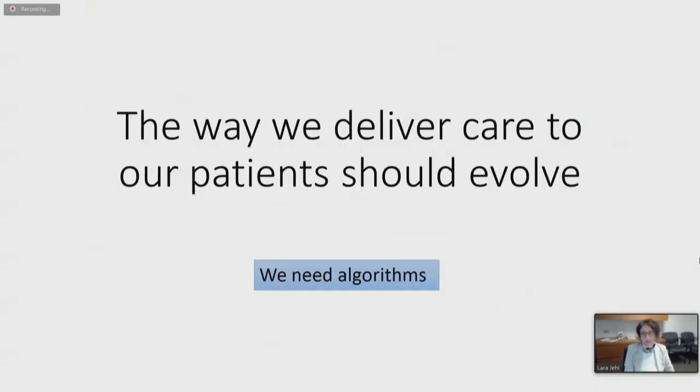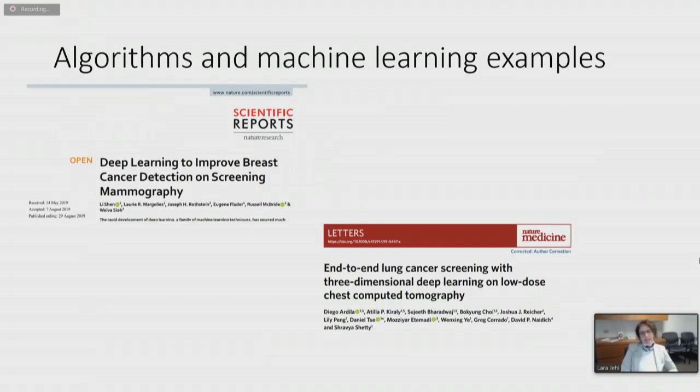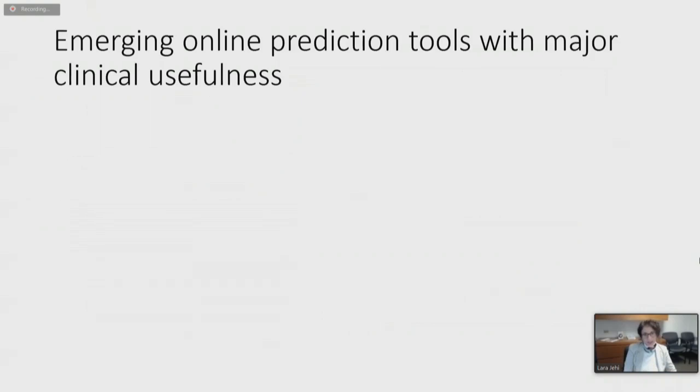So what should we do differently? How can we use algorithms in this final step? There are many examples of using algorithms, and one example would be these machine learning models that are being developed in fields outside of epilepsy. These are just examples of papers published in Nature Research and Nature Medicine, about how cancer screening has improved, facilitated by applying machine learning algorithms to big data sets.